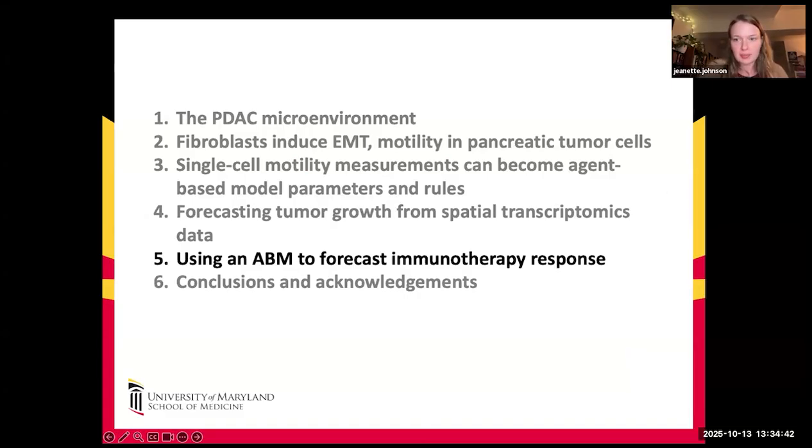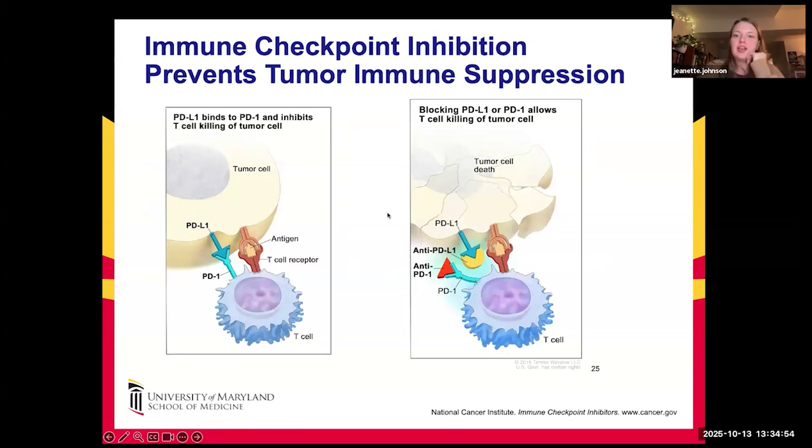So now that I had a method to forecast tumor growth, I also wanted to try and forecast immunotherapy response. Immune checkpoint therapy, or immune checkpoint inhibition, ICI, has been the cancer treatment revolution of the 21st century, with the revelation that the body holds the capacity to destroy most tumors if the brakes are taken off the immune system in the right way.